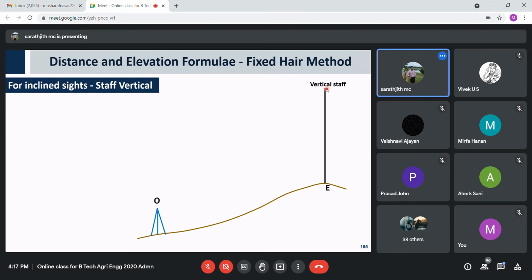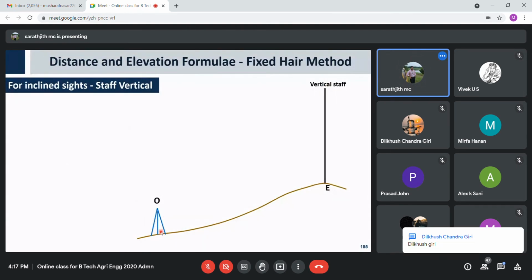In the following class you'll also be learning about keeping the staff in an inclined manner. That we'll be discussing later, but for the time being, we'll keep our staff vertical. So the instrument is below, your point is above, and your staff is vertical.